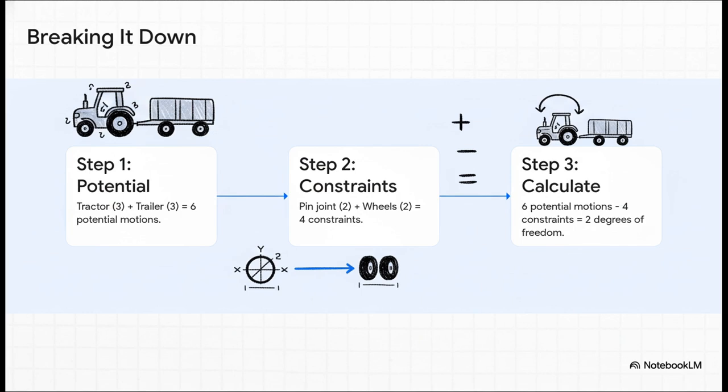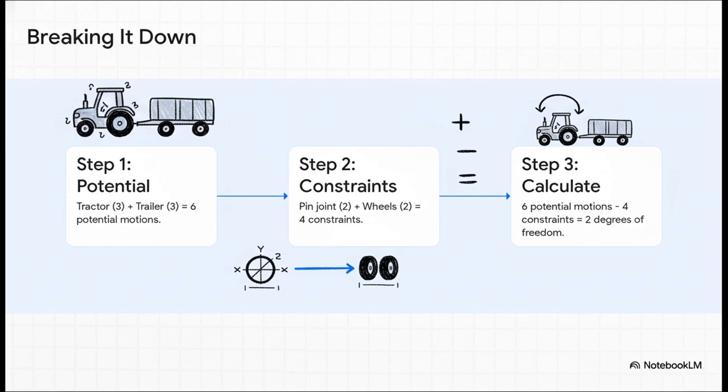Step 1. What's the total possible motion? Well, just for a second, imagine they're not connected. The tractor is a rigid body, so it has 3 possible motions. The trailer is also a rigid body, so it also has 3. 3 plus 3 gives us a total of 6 potential motions. Easy.